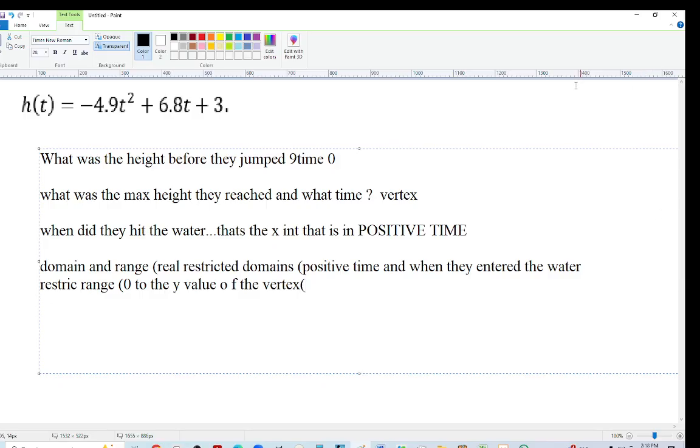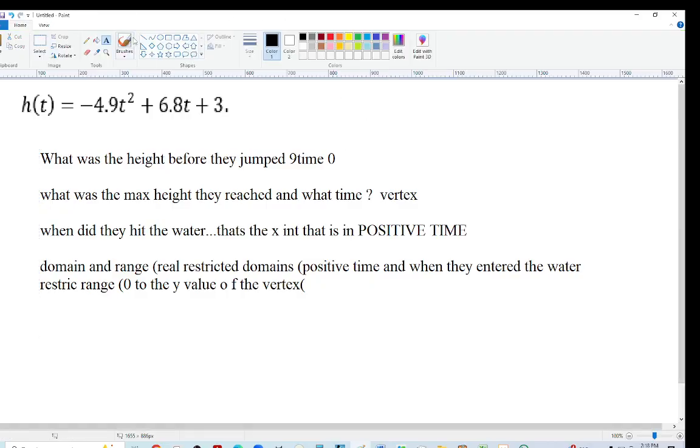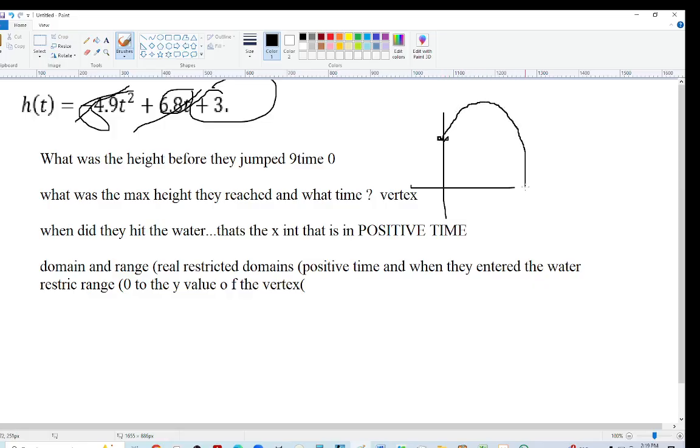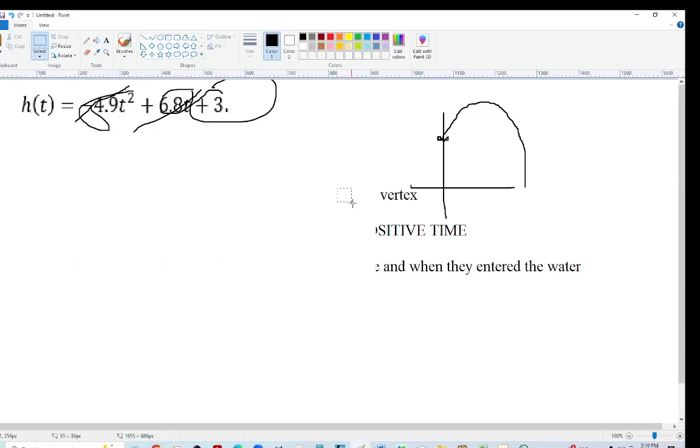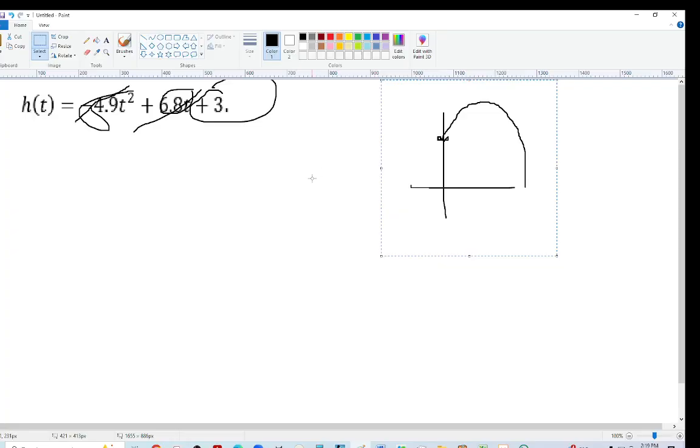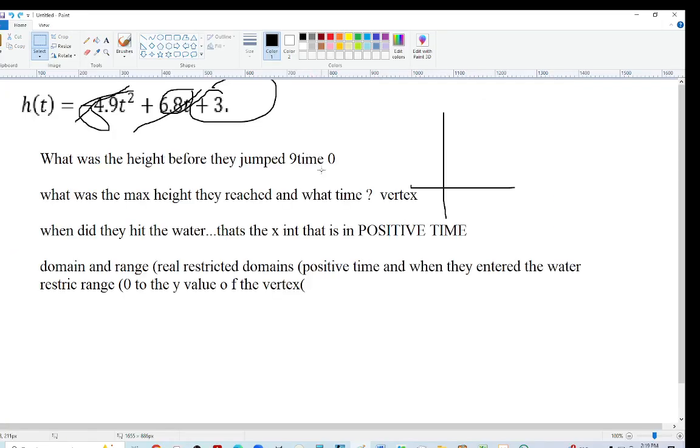So you can always see the time that they start, or the height that they start, because that's going to be 0 time, and that's going to come out 0, 0. So they started at 3 meters. So on the graph, you would start it off here at 0, 3. Then they're going to reach a maximum height, and they're going to hit the water. First, we're going to complete the square, because the common one is the vertex, right? Maximum height. What height did they reach?